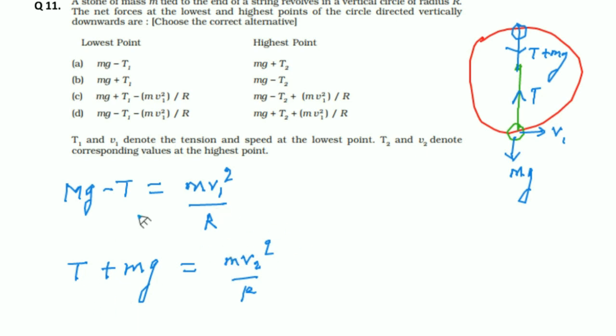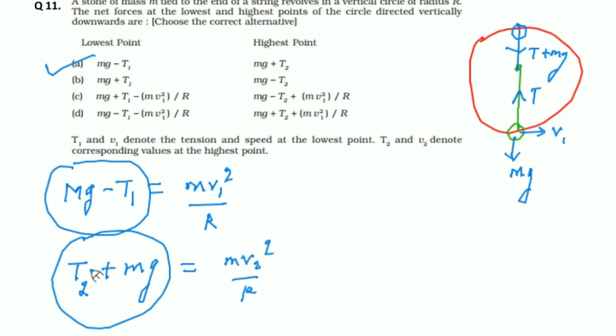Suppose here you have T1, and this is T2 that you have to find. At the lowest point you have mg minus T1 as you have seen, and at the highest point you have mg plus T2. So option A is correct. If someone asks what the net force at the lowest point is, you write mg minus T1, and the net force at the top is T2 plus mg. Okay, go for the next question.